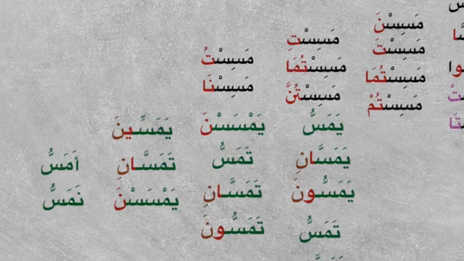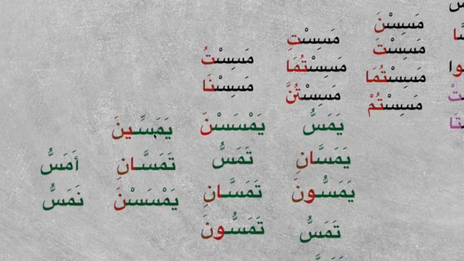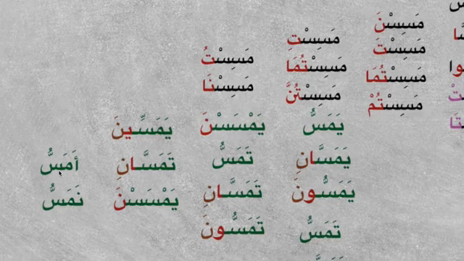So when the mutaharrik pronoun nun niswa comes, then the lam kalima gets a sukoon. So it will be yamsasna. Tamassu, tamassani, tamassuna, tamassina, tamassani. Sorry, it is not yamassina, it is tamassina, anti, tamassina, tamassani, antunna. Again here, there's a typo error from my side. Tamsasna. Ana amassu, nahnu namassu.